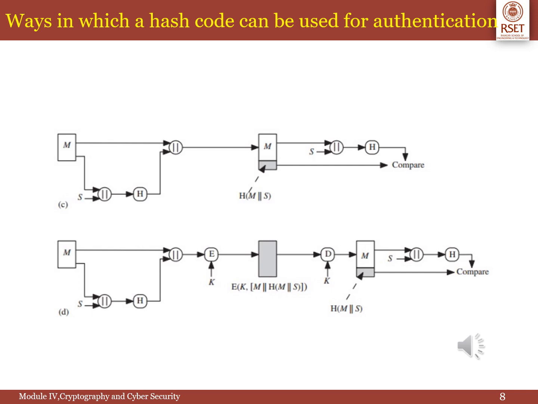message. Now let's look into figure D. Confidentiality can be added to the approach of method C by encrypting the entire message plus the hash code. There is one more mechanism to ensure authenticity using the hash code, and that method is called a message authentication code. Message authentication code is also known as a keyed hash function, which is discussed in detail in the upcoming slides.